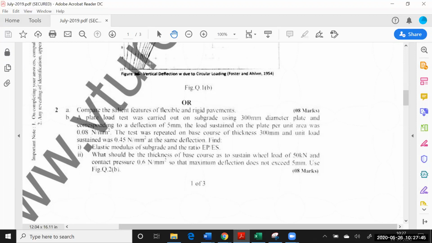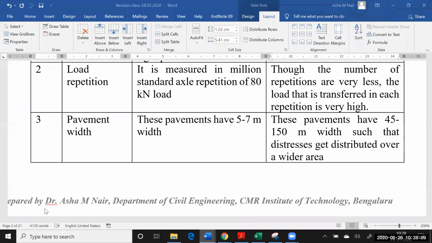And what should be the thickness of the base course so as to sustain a wheel load of 50 kilonewton and a contact pressure of 0.6 Newton per mm squared, so that the maximum deflection does not exceed 5 mm. So before you go on to do a typical problem on this, I would just like to give a glimpse on the Boussinesq and Burmister method.